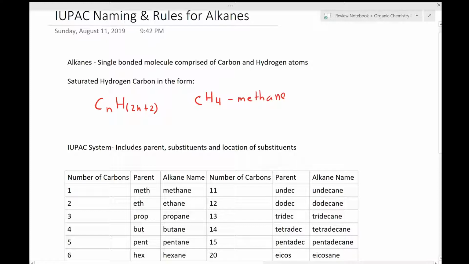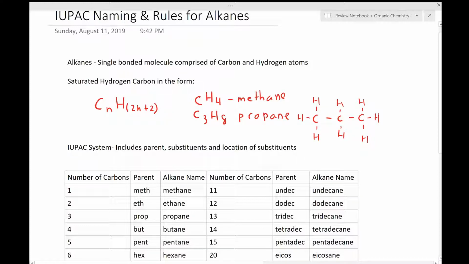And if we jump to C3H8, then you'd have propane. We'd have our 3 carbons, all with our hydrogens. There you go. 1, 2, 3, 4, 5, 6, 7, 8.